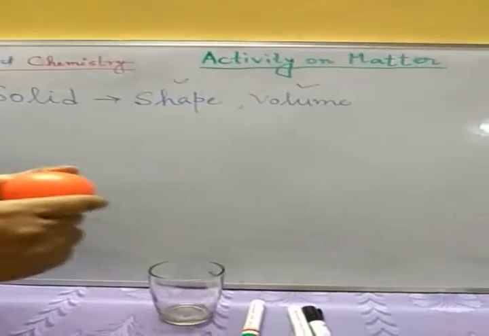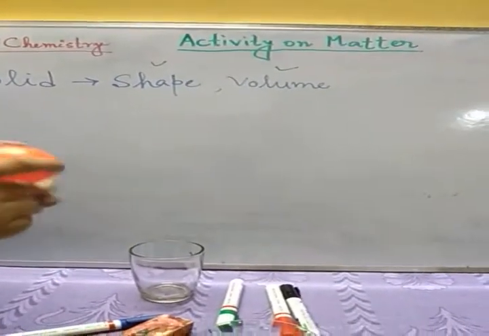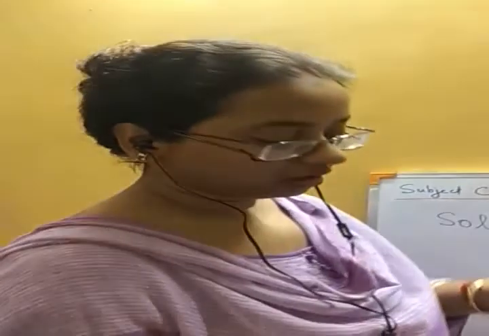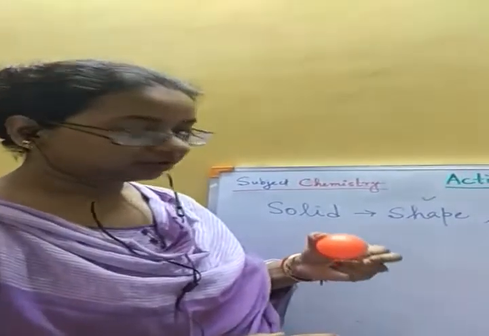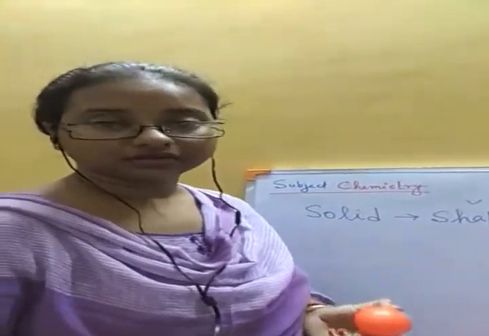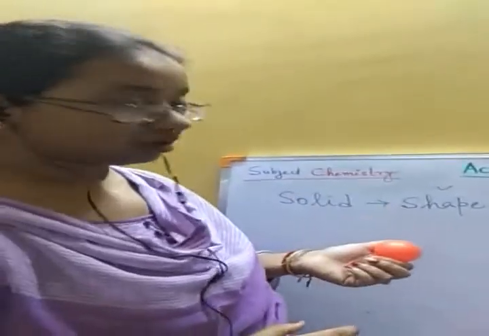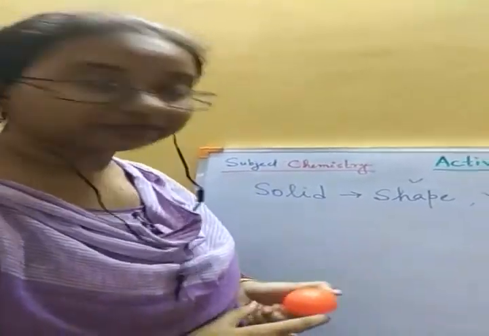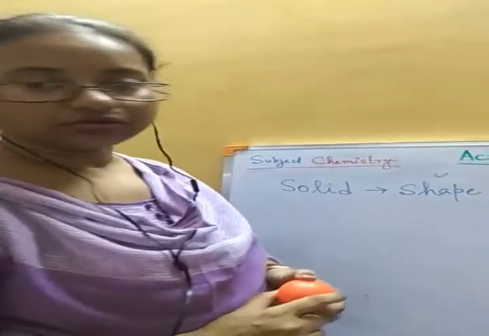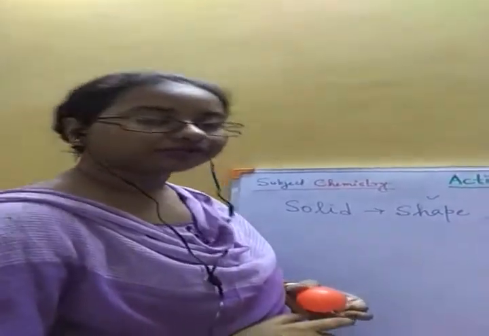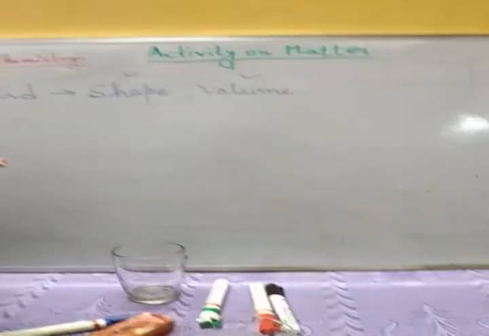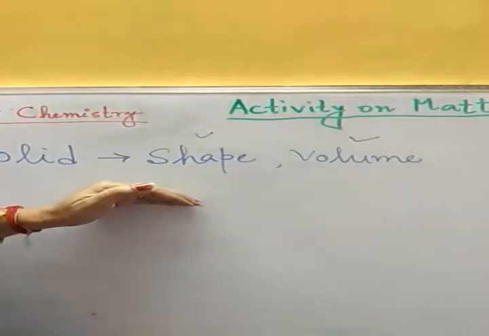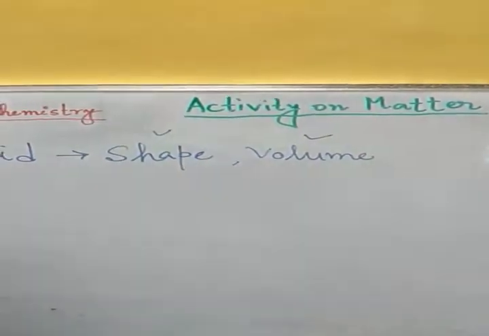This volume can be calculated if we know the radius of this ball, this sphere, then easily we can get the volume of it. Okay, there is a mathematical rule or formula to calculate the volume. So from that we can calculate the volume of this sphere. Now from this we can conclude that solid is having a definite shape and it's having a definite volume.